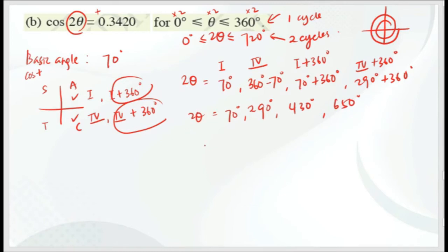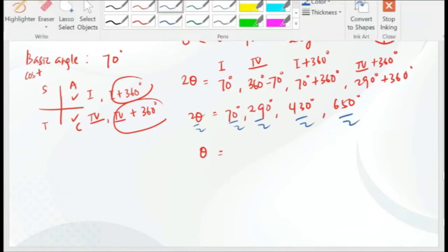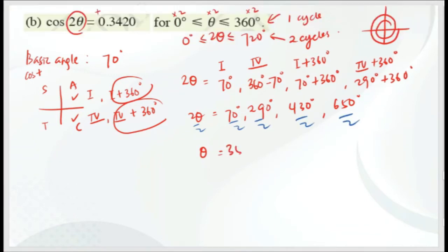The final answer is theta. Theta means every angle here has to be divided by 2, over 1 theta only. So your final answer, theta, is 35, 145, 215, and 325 degrees. That's it. Okay, can follow?